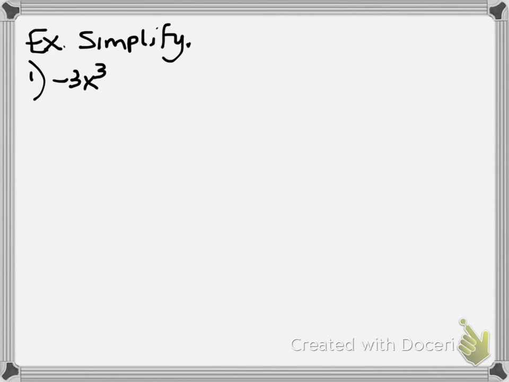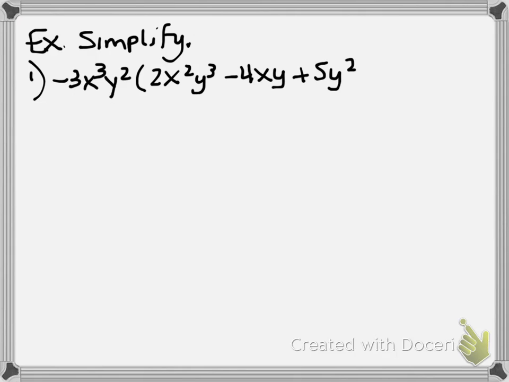So we have negative 3x cubed y squared, and I want to multiply it by 2x squared y cubed minus 4xy plus 5y squared minus 1.